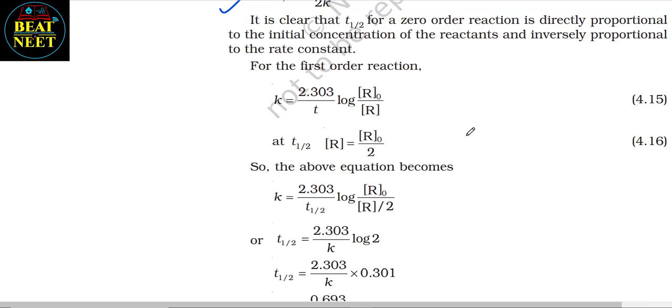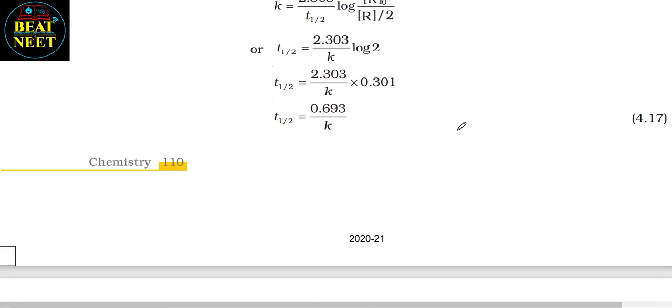Now for the first-order reaction, the value of k = 2.303/t log R0/R, and at t half, R = R0/2. So here the final value we get for t half is 0.693/k. The calculation you can see here.